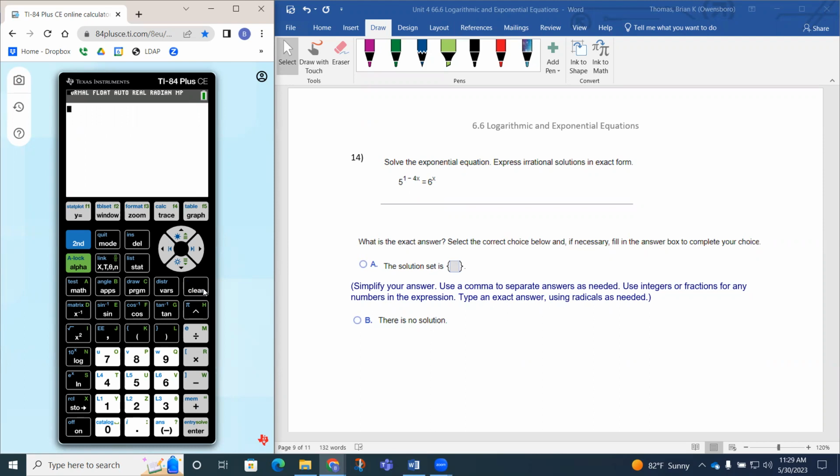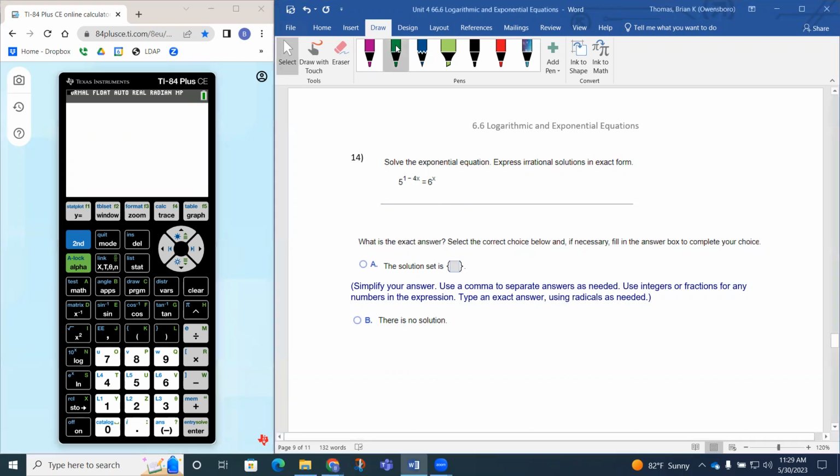So again, our strategy is like before. Notice how our bases are not the same. This is a 5 and this is 6. So we can't just set 1 minus 4x equal to x because the bases are not the same. So the strategy is to take the log of both sides or take the natural log of both sides as our strategy. Because remember, the property of equality says whatever you do to one side, as long as you do the other side, the equation remains equivalent. So these are cool things you can do with equations.